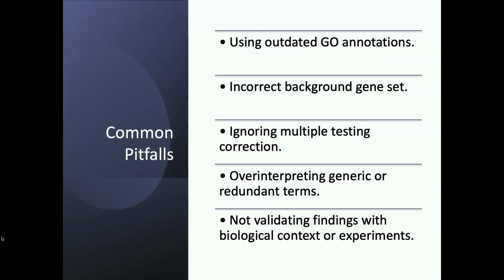One of the major problems that happens a lot of the time is the outdated GO term. We already spoke about it, and then ignoring multiple corrections. So you have to always use adjusted p-value, not the p-value. We also look at how to avoid over-interpreting generic or redundant terms as we go. And then it's also important to validate your finding in an independent way. Suppose you get a cardiomyopathy-related pathway as enriched in a mouse experiment, you need to check for that function: are my mice actually showing those phenotypes or not? So, are the pathways that you are getting correct?